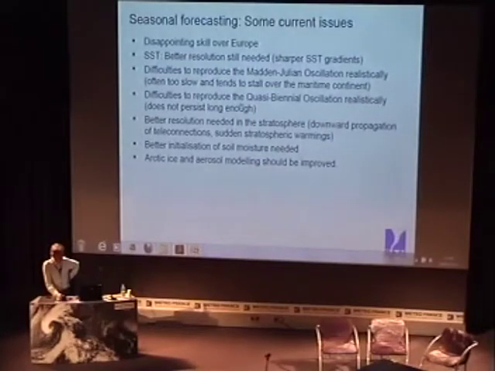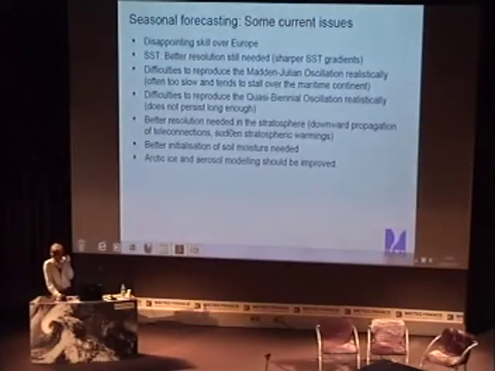The difficulty in reproducing the quasi-biennial oscillation is also a problem. It is an oscillation in the equatorial winds in the stratosphere, and it also has an impact over Europe through weakening the polar vortex, which may increase the probability of cold events. So it's important to get this right. The problem with the QBO is that it does not persist long enough in the models.